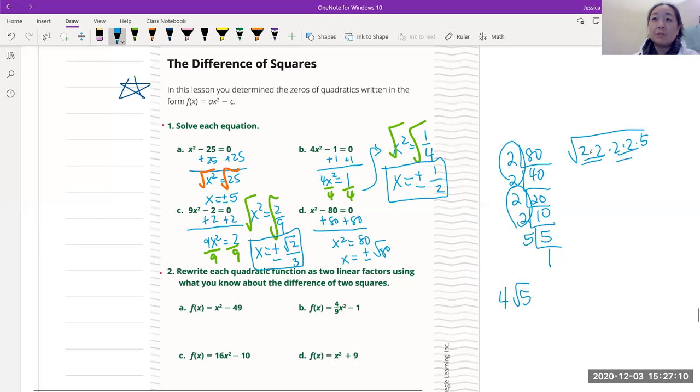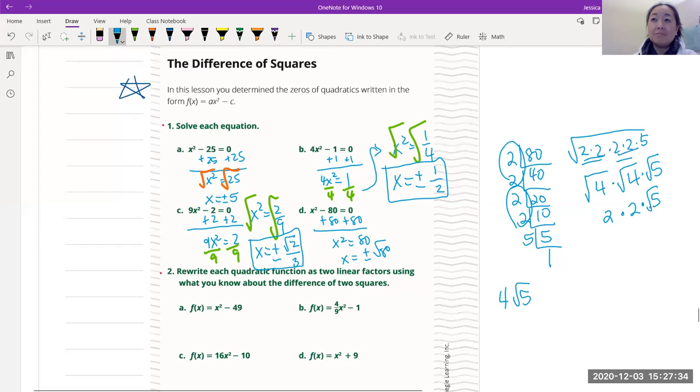Remember the square root of 2 times 2 is going to be 4. This is going to be 4. This is going to be 5. Remember, we're still multiplying these guys. So what is the square root of 4? 2. What is the square root of 4 again? 2. So remember, we're multiplying. We're just bringing those down. And we're going to multiply that by the square root of 5, because that's not a perfect square. We're going to leave it at square root of 5.